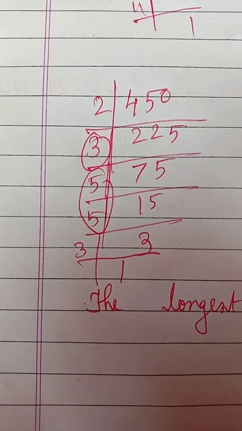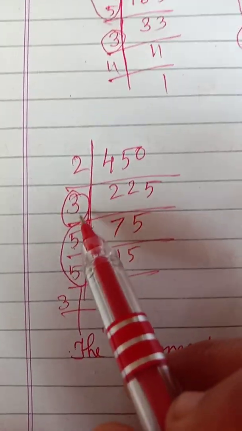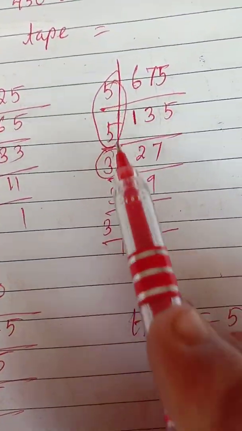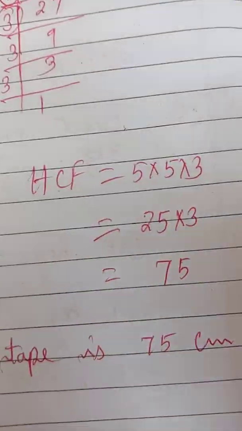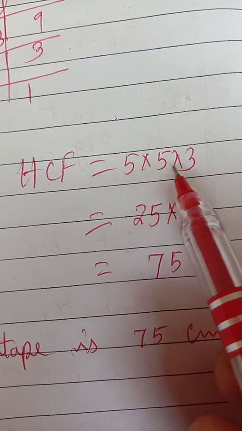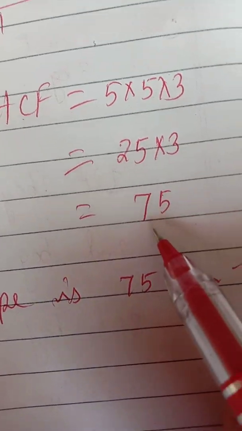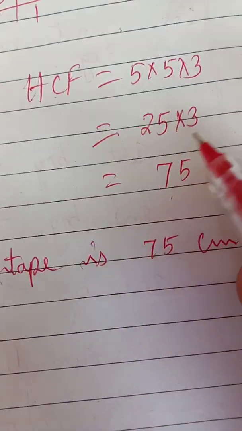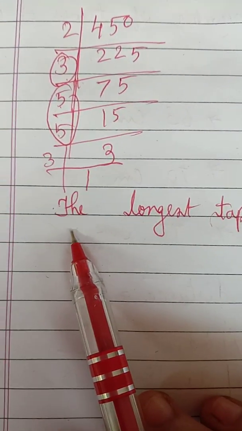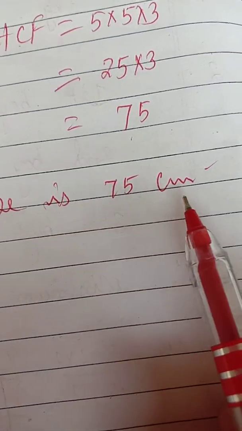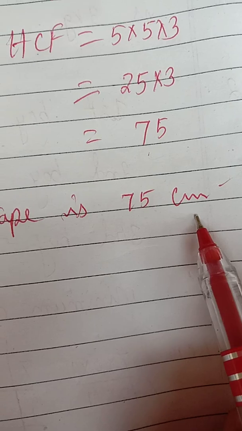So, now the common digits are 5 5 3. Here also 5 5 3. And here also 5 5 3. So, the HCF equal to 5 multiply 5 multiply 3. That is 25 into 3, 75. The longest tape is 75 centimeter.